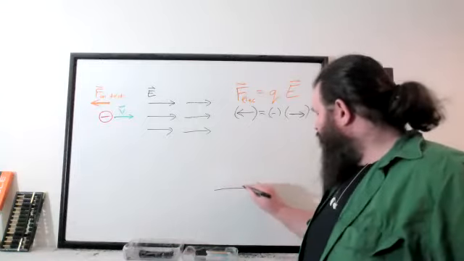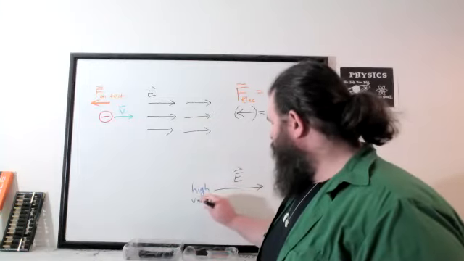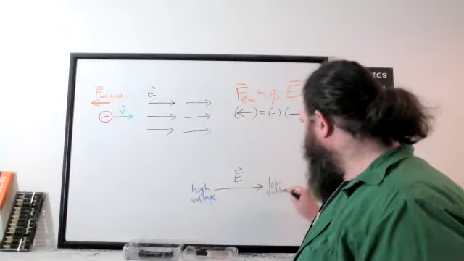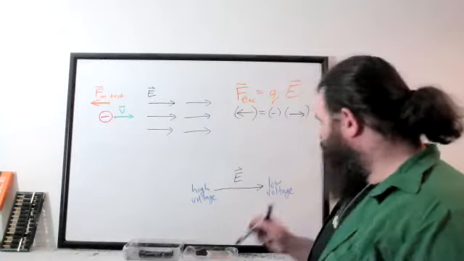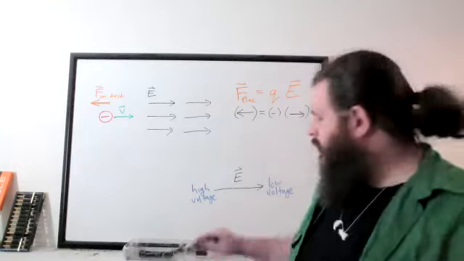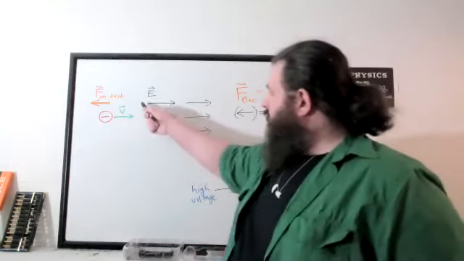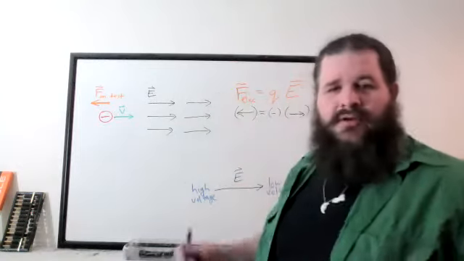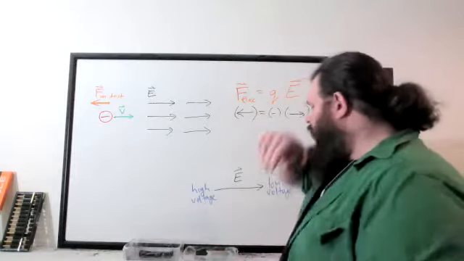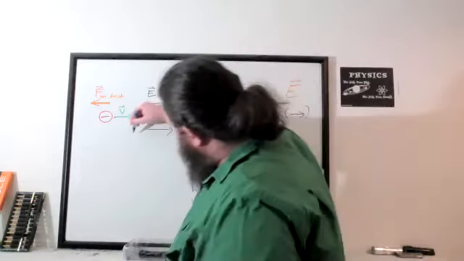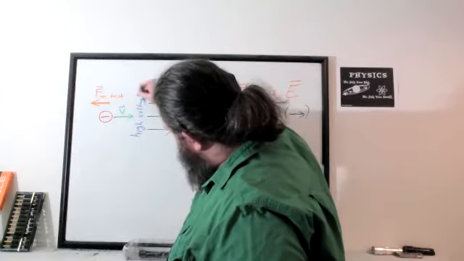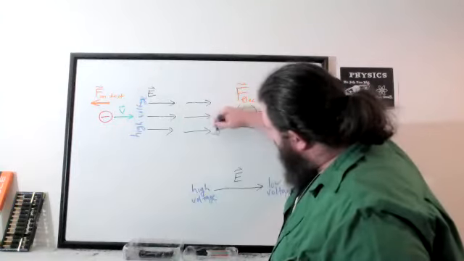Electric field is always going to point from the high voltage region to the low voltage region. And potential in this context just means voltage, different terms for the same thing. So that suggests that the region the electric field is pointing from is a high voltage zone. The region it's pointing towards is a low voltage zone. So this region is high voltage, and this region is low voltage.